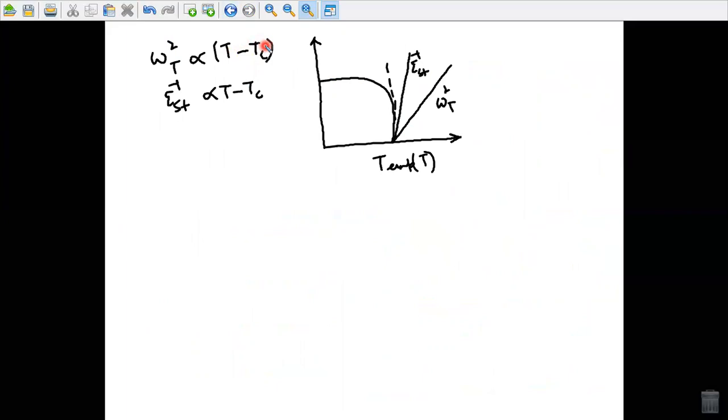From the Lyddane-Sachs-Teller relation, the static dielectric constant is approximately epsilon inverse proportional to T minus Tc. The dielectric constant remains finite on approaching Tc. A schematic presentation of this relationship is shown in this figure.